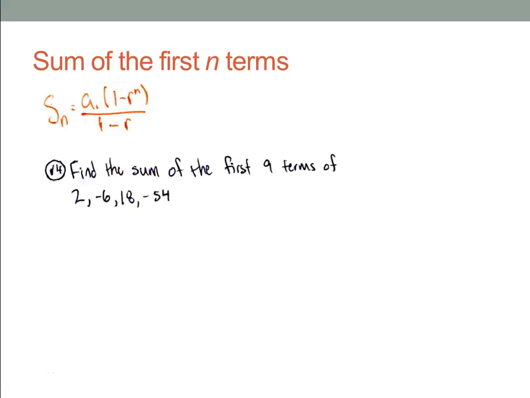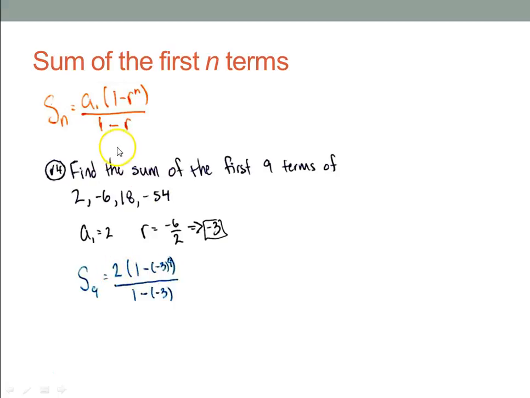All right, so if I wanted to find the sum of the first 9 terms of 2, -6, 18, -54, I need to first find the common ratio. So I'm going to take the numbers. -6 divided by 2 is -3, and 18 divided by -6 is -3, and -54 divided by 18 is -3. So all of these numbers give me a common ratio of -3, and the first term is definitely 2.